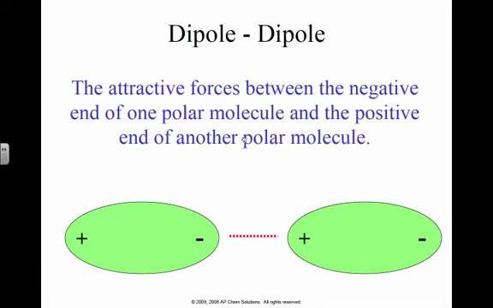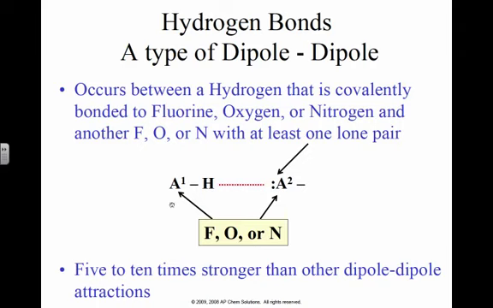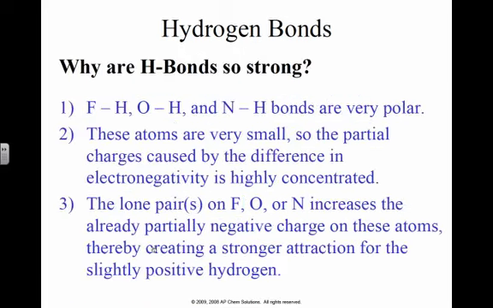A dipole-dipole attractive force is between the negative end of a polar molecule and a positive end of a polar molecule, like this. So polar molecules will experience dipole-dipole forces. Some polar molecules can experience something called hydrogen bonding as well. It is a type of dipole-dipole attraction. It only occurs if a molecule has hydrogen in it, number one, and it has to be bonded to either fluorine, oxygen, or nitrogen, NOF. And they are 5 to 10 times stronger than a typical dipole-dipole attraction.